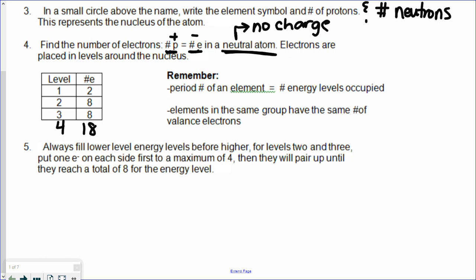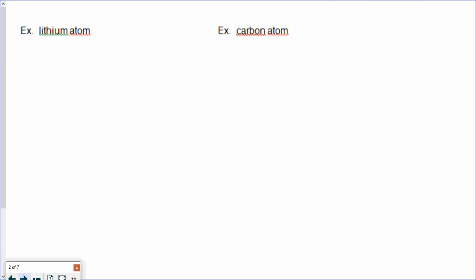For levels 2 and 3, put 1 electron on each side first to a maximum of 4, and then they will pair up until they reach a total of 8 for the energy level. That makes 0 sense until I actually start drawing it. So looking at an example, a lithium atom. When we're talking about an atom of something, we're talking about something that is neutral, so our number of protons will be equal to our number of electrons. Find lithium in the periodic table. If you don't have it out, pause it and grab your periodic table.